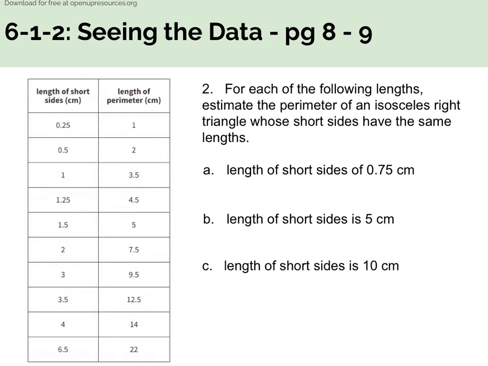for each of the following lengths, estimate the perimeter of an isosceles right triangle whose short side has the same length. So A, the length of the short side is 0.75. B, the length of the short side is 5 centimeters, and C, the length of the short side is 10 centimeters. Go ahead and answer those questions, and then come back to me and see if you got them correct.